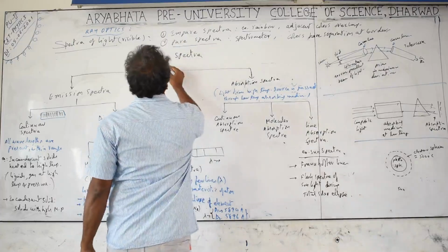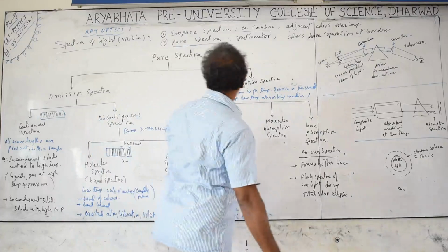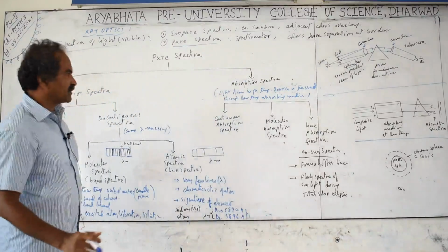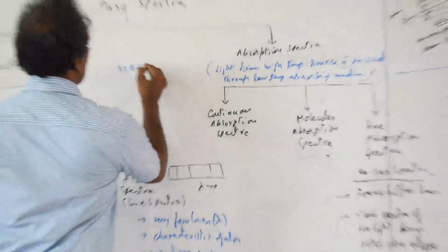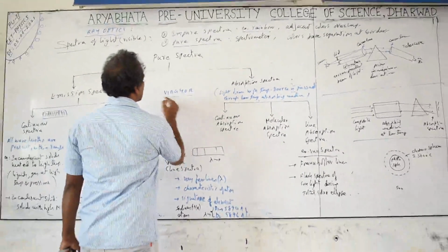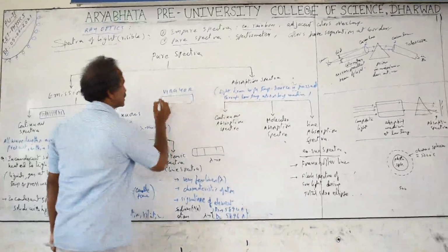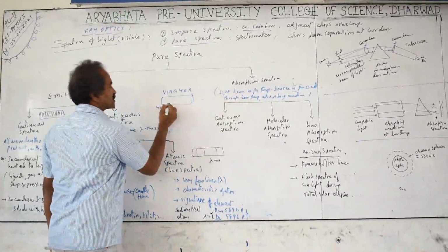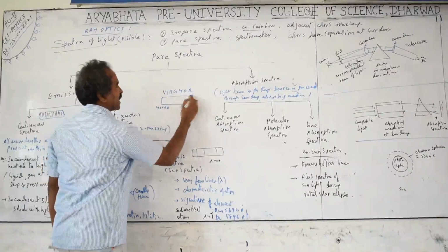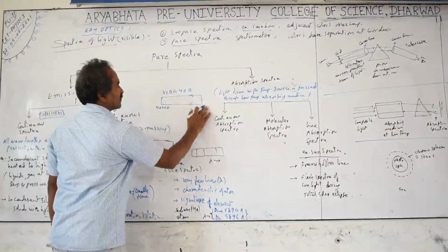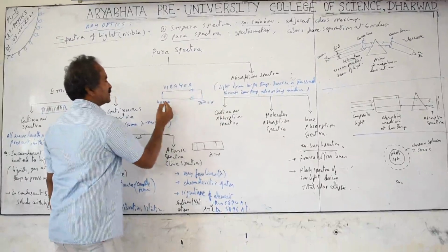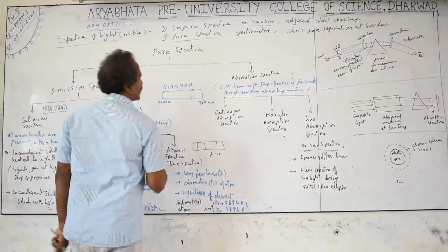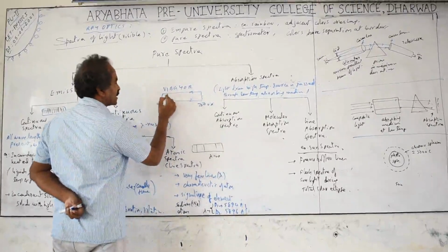What is pure spectra? In the case of pure spectra, adjacent colors do not overlap. For example, if you take VIBGYOR, the visible light, violet wavelengths start from 4000 angstroms and red is 7000, 7500 angstroms approximately. In nanometers, this is going to be 400 nanometers and this is going to be 750 nanometers.